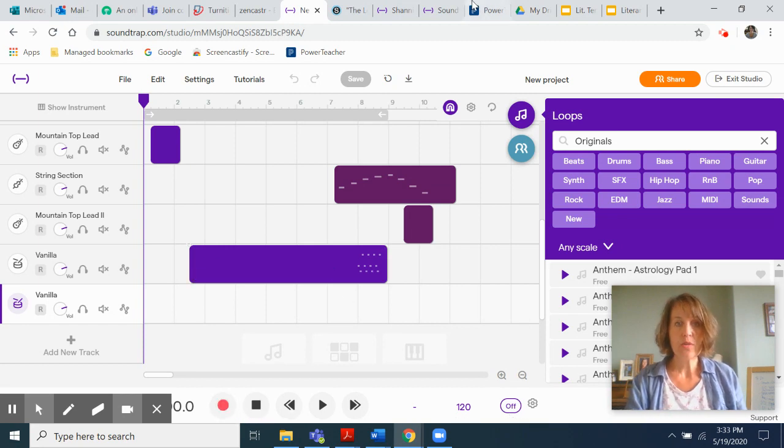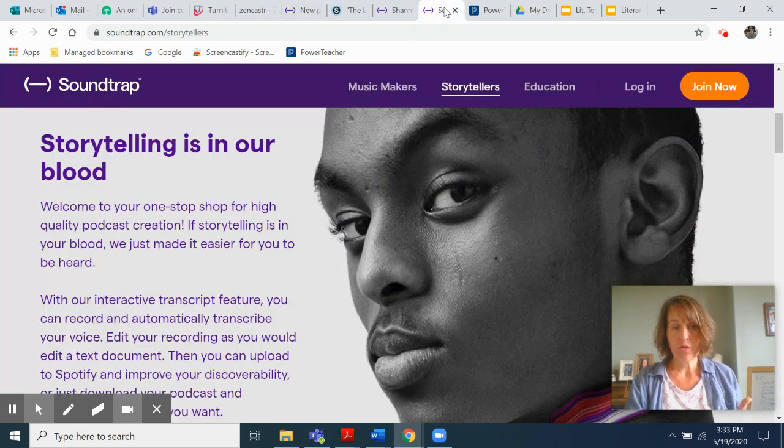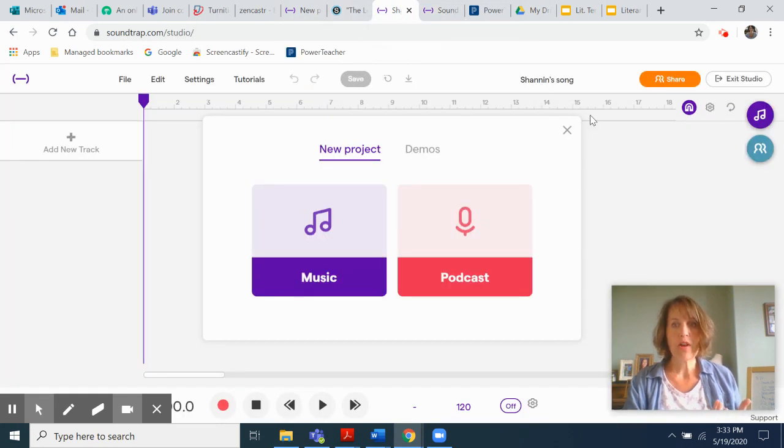One way to do that, and I've done this with a group of teachers, we have a podcast that we use Soundtrap for. And it's really neat, especially if you had a group project. And I know this isn't a group project, but when you do a group project, you can share it with everybody and everyone can come in. This way, you would just do new project, and then you would click podcast and you would get started. Unless you're writing music, you could do that too. But for our assignment, you'll just click podcast.